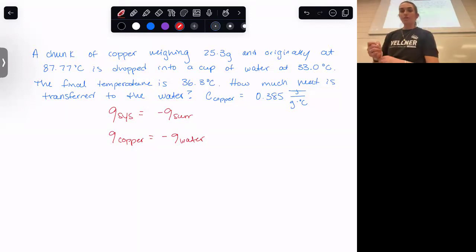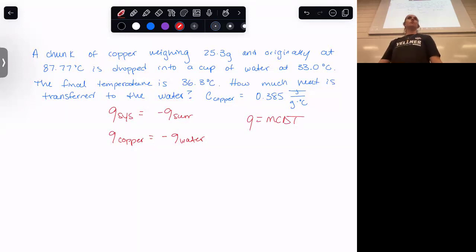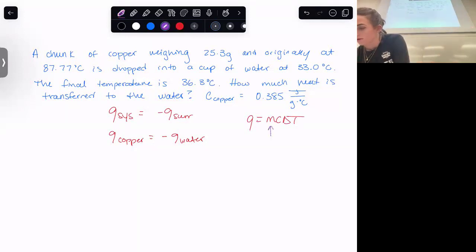Okay. So what do we know? What are we given in our question that will help us? We're given the specific heat of copper, right? Because what equation are we going to be using? Yep, Q is equal to MC delta T. So are we given M? Yep, what is M? Awesome, this is 25.3. Are we given C? Yep. Are we given delta T? Yes. Yeah, we are, right? So we can solve for this.